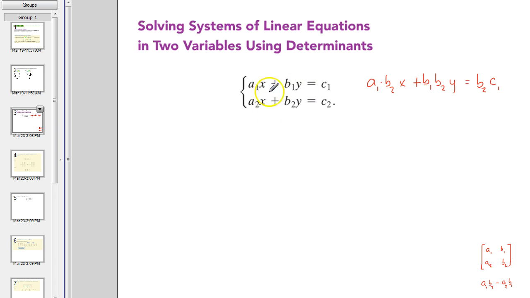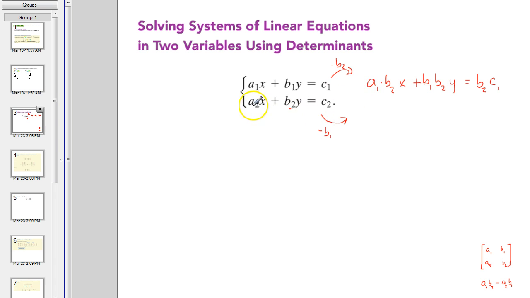Okay, and then down here, I just multiply this top equation by B2. So I just multiplied everything through by whatever this number is in front of Y. And then down here, to get the sign change, I'm going to multiply the bottom one by negative B1. Okay, so now I'll have a sign change. I'll have a minus B1, B2, and a positive B1, B2.